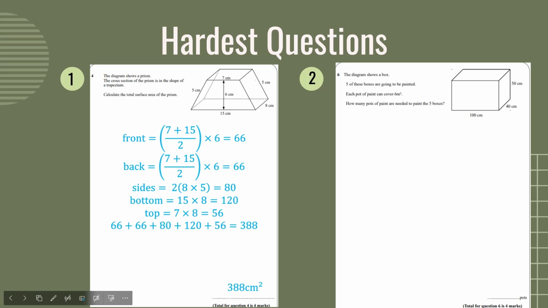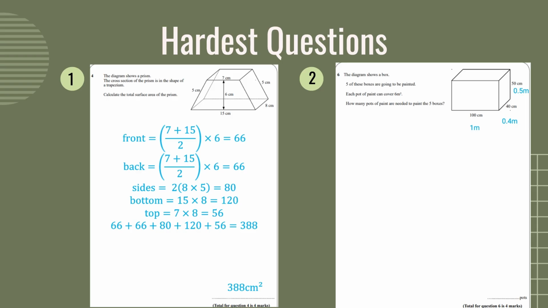So, in our second question, it says the diagram shows a box. 5 of these boxes are going to be painted. Each pot of paint can cover 6 meters squared. How many pots of paint are going to be needed to paint 5 boxes? First, we must convert our units into meters, because that is what the question is asking us. So, 100 centimeters is 1 meter, 40 centimeters is 0.4 meters, and 50 centimeters is 0.5 meters.